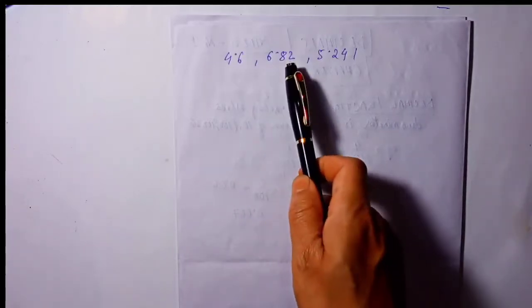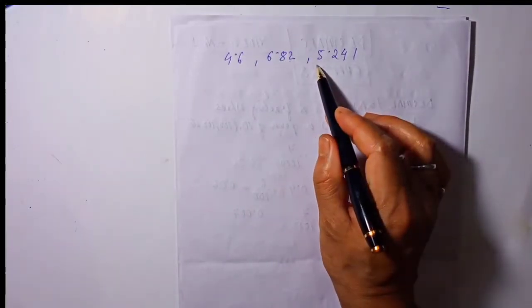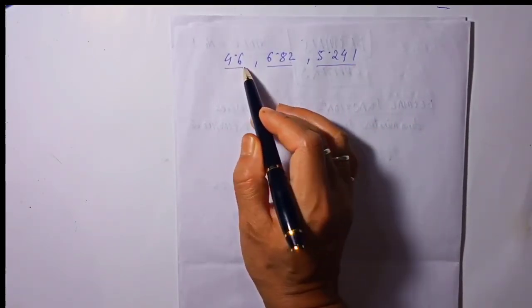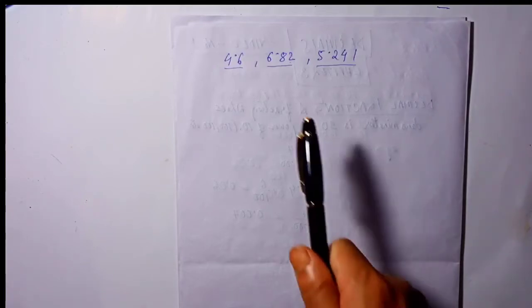First we need to see what is the maximum number of decimal places in the given number. See here, this is 1 place, this 2 and this 3. So we need to make the unlike decimals as like decimals. That is, all the numbers should hold 3 decimal places. Now how is it possible?